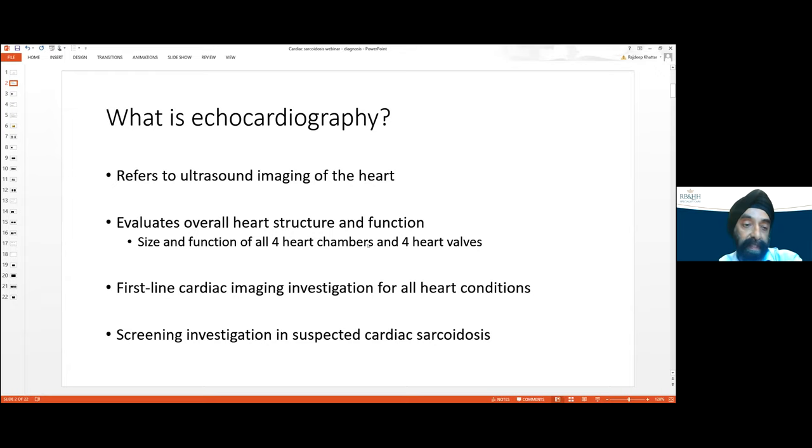And as Vasilis has outlined already, it currently serves as a screening investigation. So anybody in whom there's a suspicion of cardiac sarcoidosis, be it on the basis of symptoms or ECG findings, the next step for imaging is echocardiography.